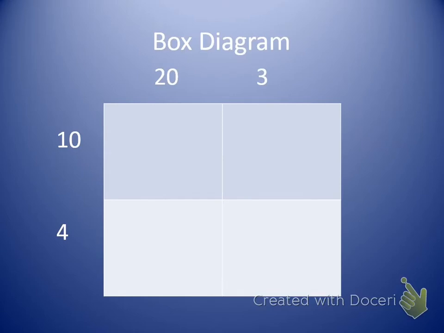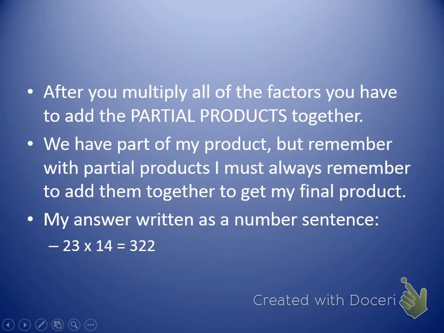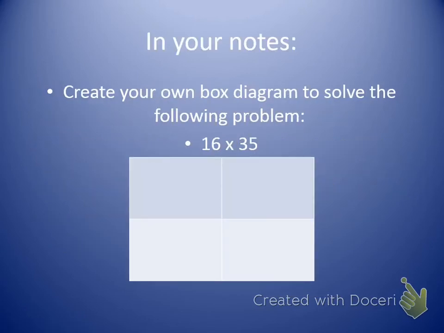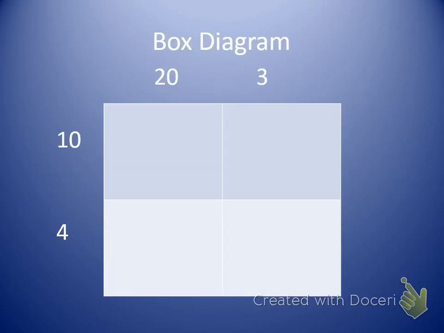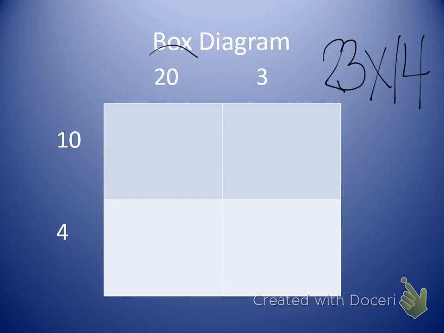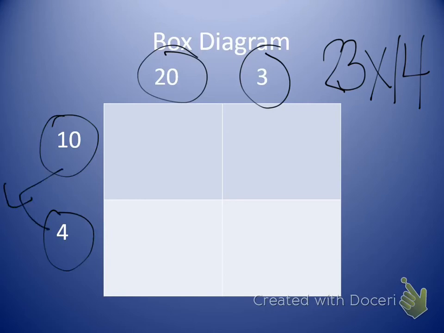Write down these same numbers on your box diagram. Remember that the original problem was 23 times 14. So I still broke up those two numbers, and I have them right here. I have my 20 and my 3, my 10 and my 4. So if I added those numbers back together, I would have my 14 and my 23. So when we work with the box diagram, we are multiplying the two numbers together and putting their answer in the box where they meet.